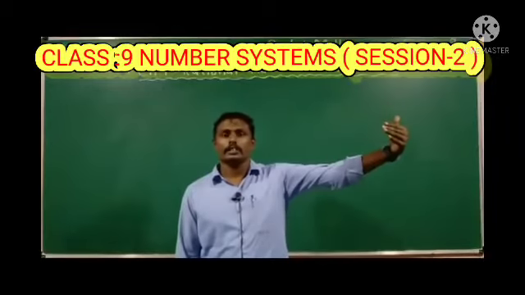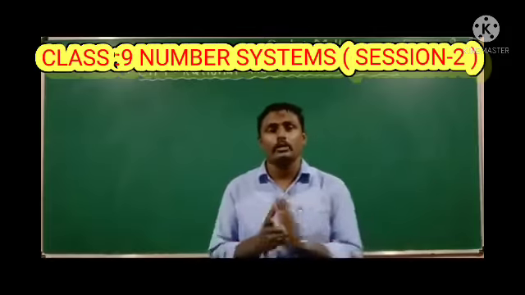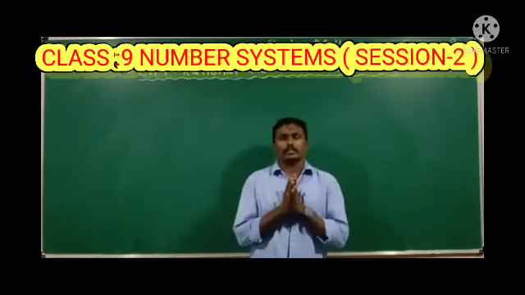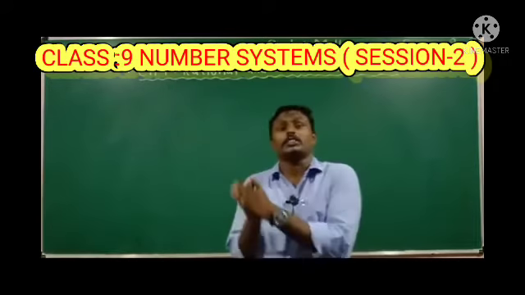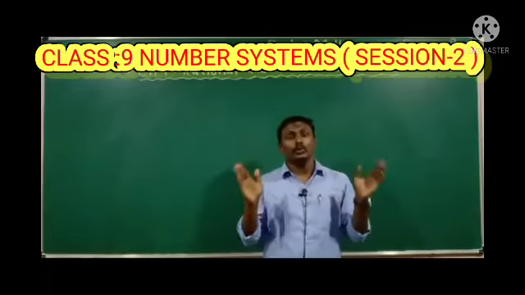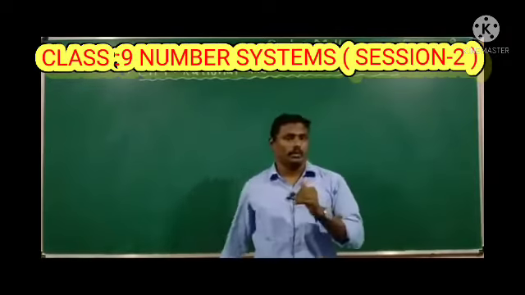In the previous class, in session 1, we already learnt about the different types of numbers, the variety of numbers we discussed in the previous classes. For example, natural numbers, whole numbers, integers, and real numbers. We classify real numbers into two types: rational numbers and irrational numbers.